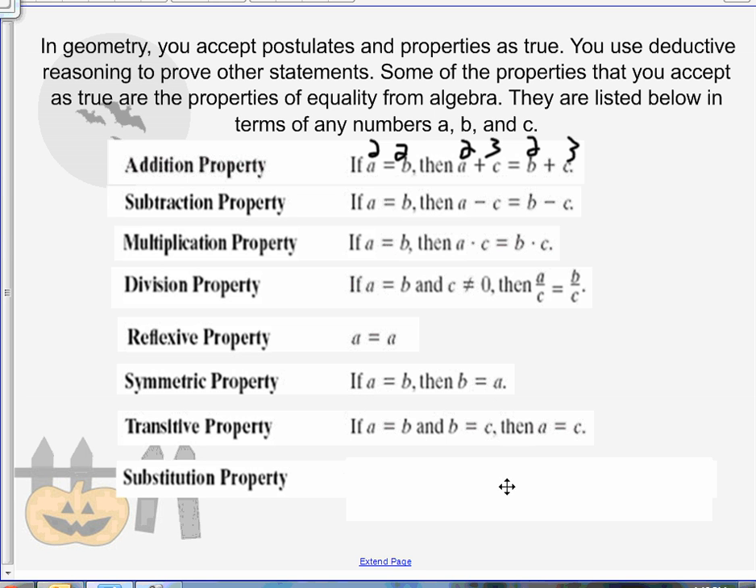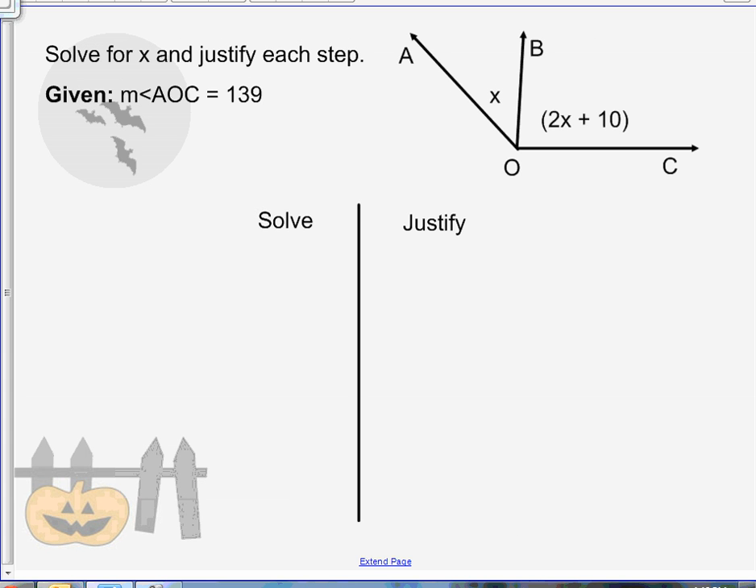All right? Also, the substitution property. If A equals B, then B can replace A in any expression. If you think back to algebra when we were working with our systems of equations, and we would use one equation to substitute part of for another equation. This property is where that comes from. Okay? So we're going to do a real quick example.